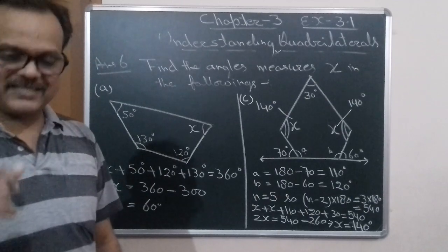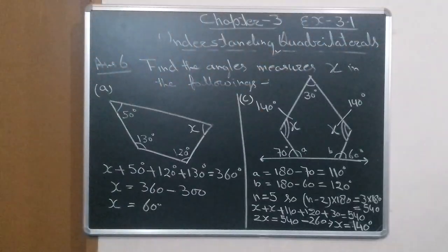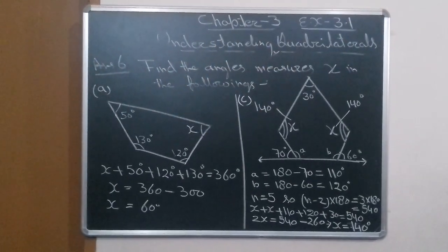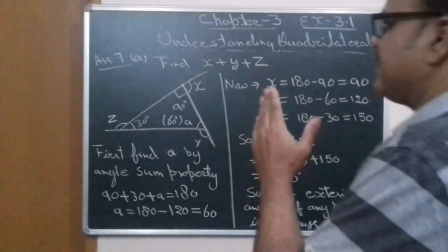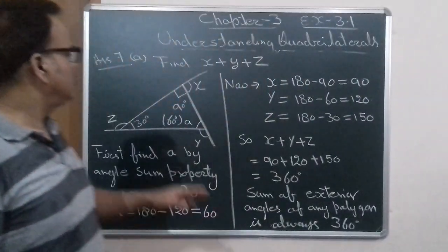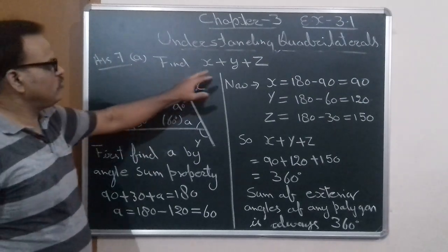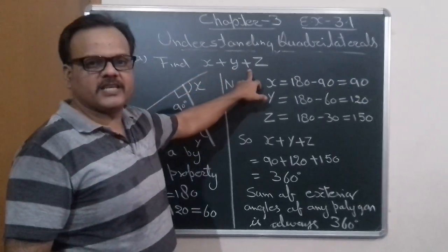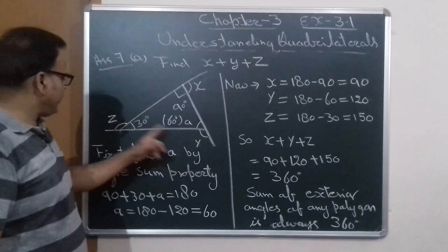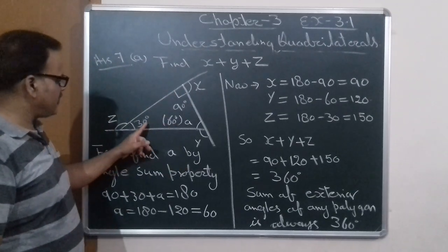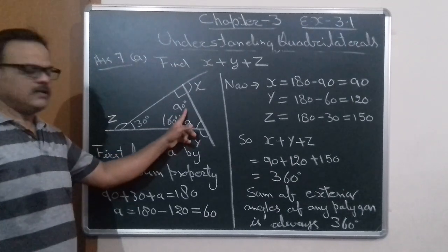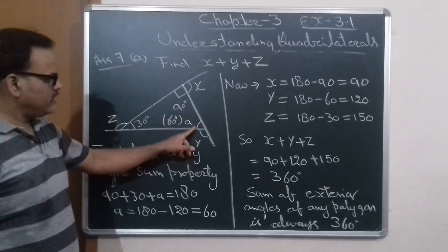Come to the next and the last sum of the exercise. Now come to the 7th question. In the 7th question you have to find the value of x plus y plus z. And x, y and z are the exterior angles. And two interior angles are given, 30 degrees and 90 degrees. Here the third interior angle is not given.